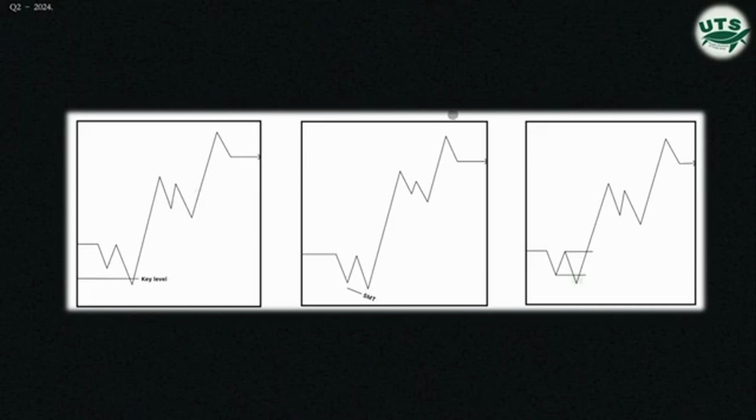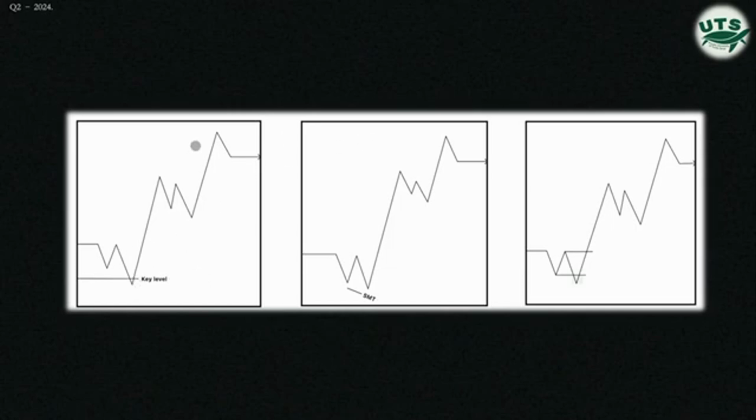SMT, power of three. Key level, power of three. Range, power of three, right? A range is literally the embodiment of the power of three, right? Accumulation, manipulation, distribution, right? So everything has to feed back into this, whatever you study. And it's the most simplistic summary of the markets. This is ICT in summary.